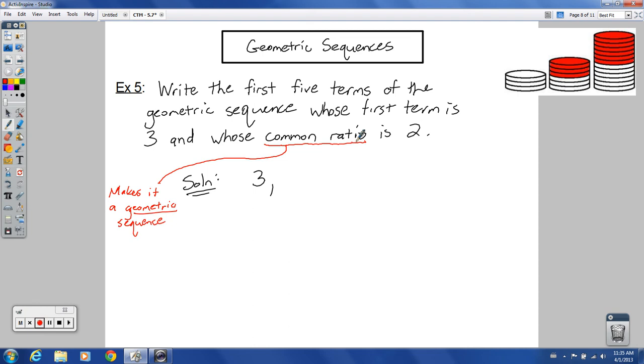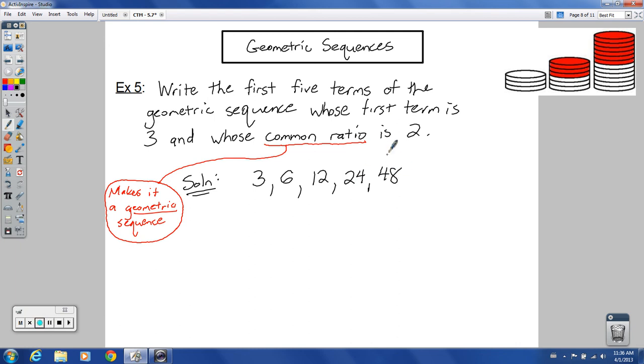So common ratio, think of multiplying things. Multiplying things is the same as dividing in a sense, because multiplying by 2 would be the same as dividing by 1/2. If you were multiplying by 1/2, that's the same as dividing by 2. We can just take the reciprocal of those things for division instead. And so 3, common ratio is 2. We're going to take that number and just multiply it by 2, since that's the common ratio. So 3 to 6 to 12, keep multiplying by 2 to 24, and finally to 48.